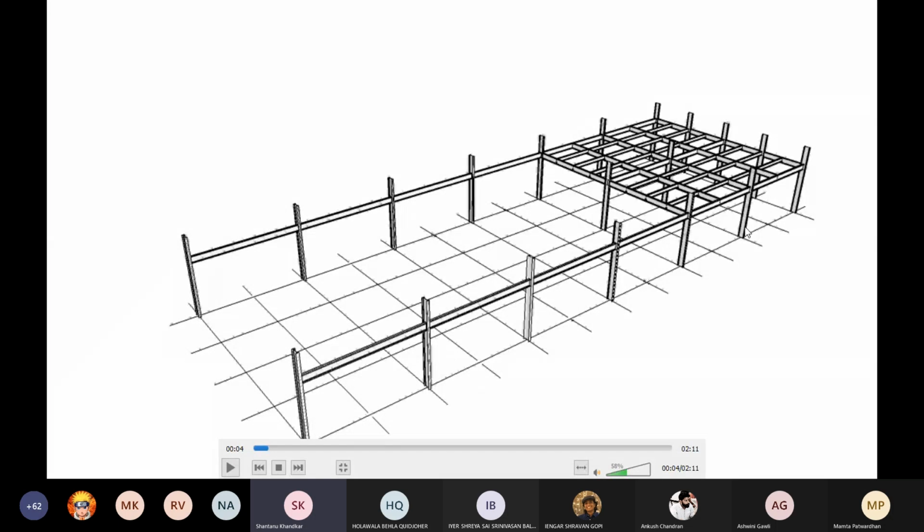How you form the floor finish is entirely up to you. You can have a timber floor on this, you can have an RCC floor on top of this, whatever. I'll come back to that point a bit later on.